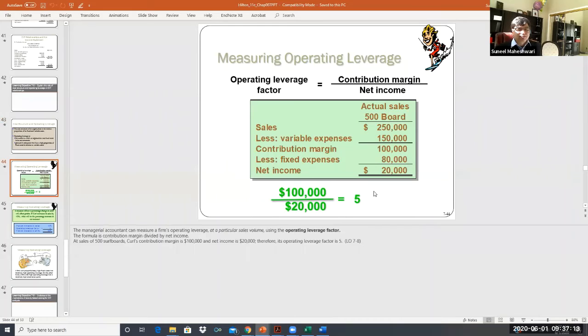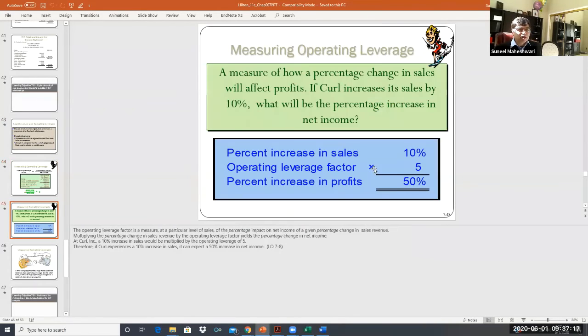Now, what does this 5 mean? That basically means if your sales increase by 1%, your profit will increase by 5%. So if your sales in this last example increase by 10% and your operating leverage factor is 5, it will give an increase of 50% in your profit. Questions on operating leverage, please.